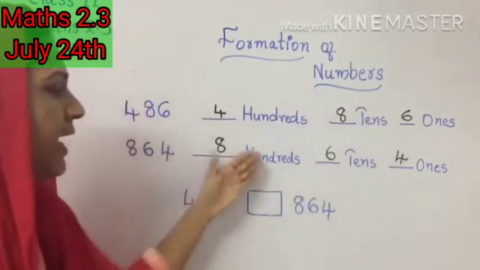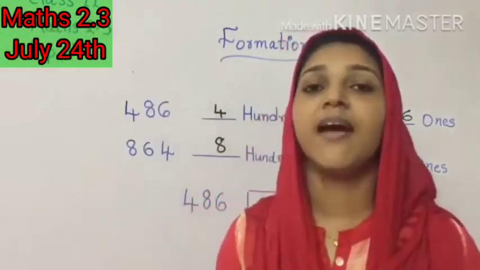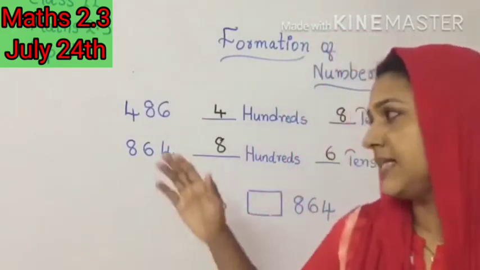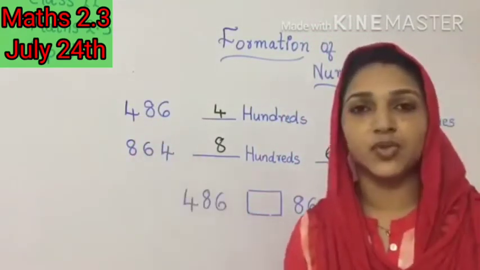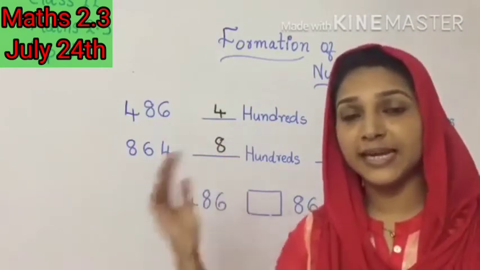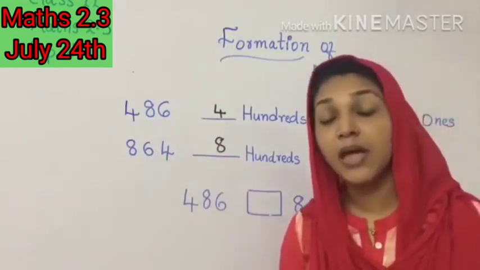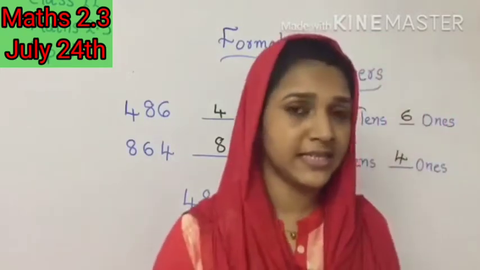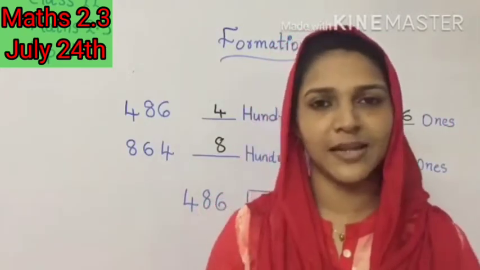So, look at these numbers. 486. Here also 864. So, we have used the same digits 486 to form these two numbers. How to form the greatest number and smallest number by using the given digits? That's what we are going to study.